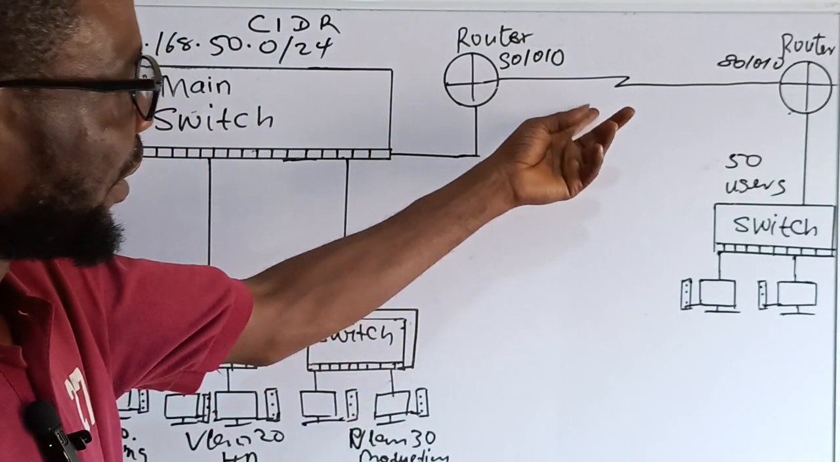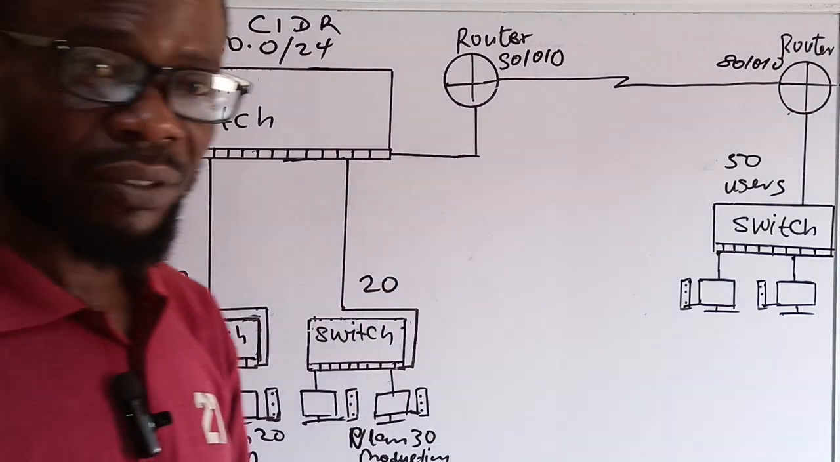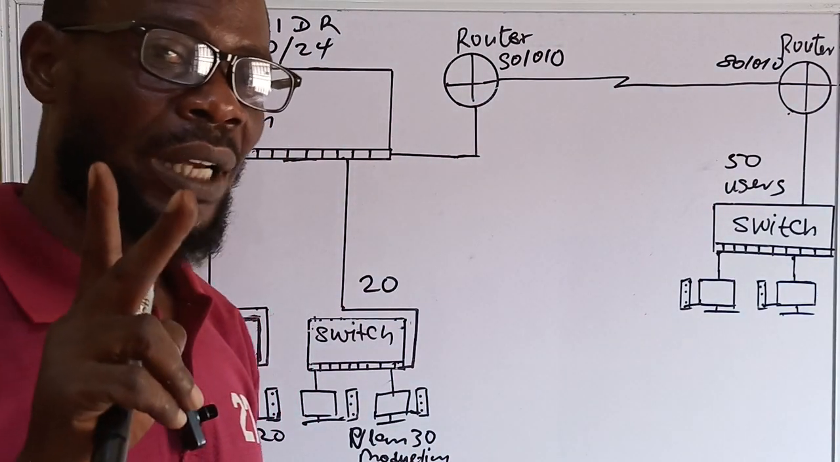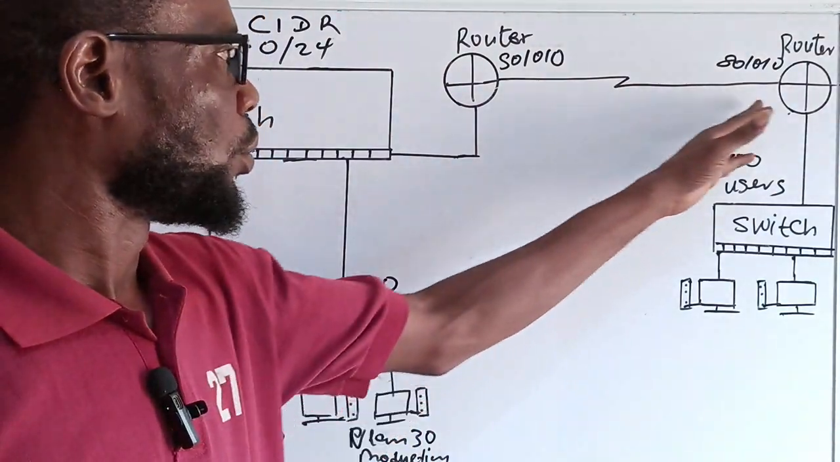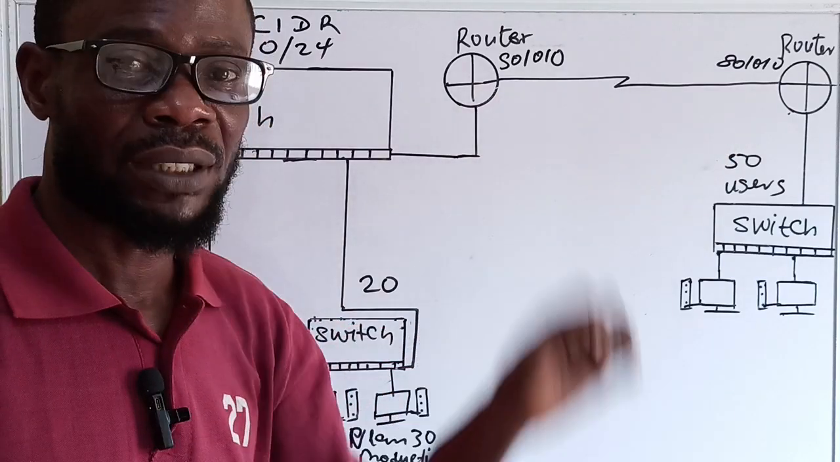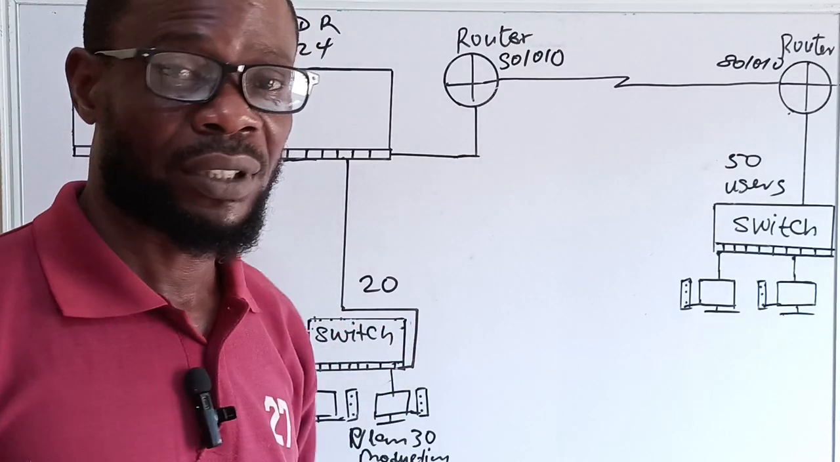You have wasted about 252 valid hosts. So you design this link, which requires just two IP addresses, in such a way that the address space contains just two addresses, because there is no growth here. You just need two IP addresses. This is a subnet that requires just two IP addresses.